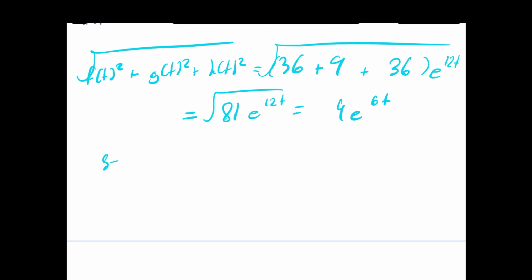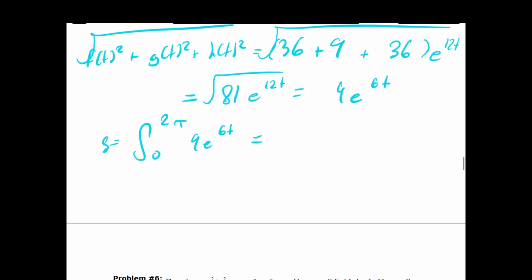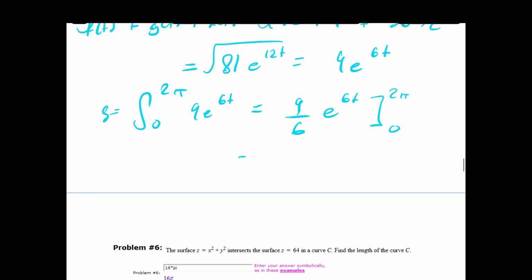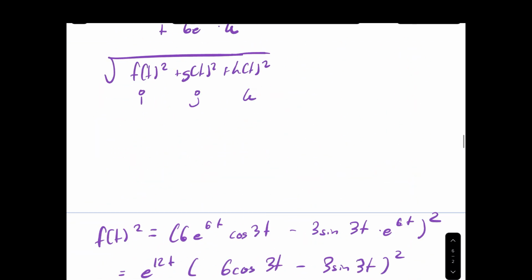So if s equals the integral from 0 to 2 pi, and we have 9e to the 6t, we can bring the 9 out, and the 6 will go down, so we'll get 9 over 6 e to the 6t evaluated from 2 pi to 0. And so this will be 3 over 2 e to the 12 pi minus 3 over 2. And that is correct. Awesome.